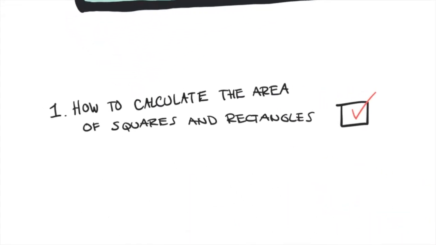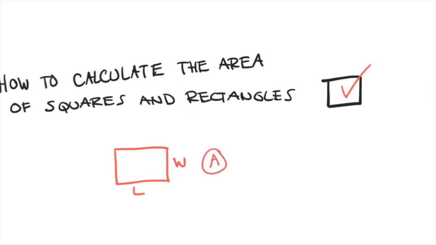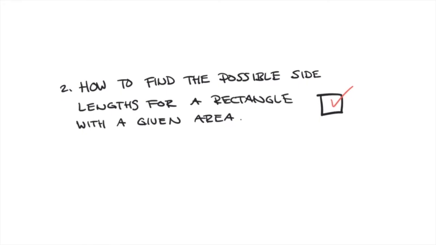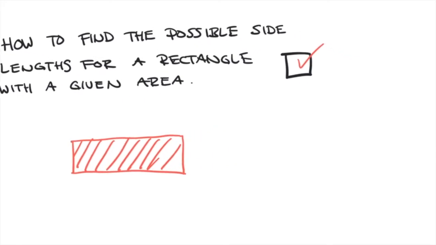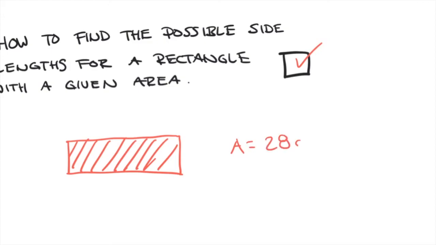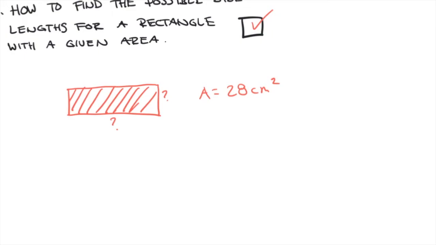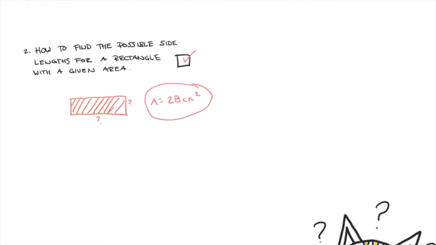So, if we go back to the beginning of our video, we've now just covered this first part. We can calculate the area of squares and rectangles by using the formula length times width equals the area. But our second question was this: how can we find the possible side lengths of a rectangle with a given area? If you had a rectangle and you knew that its area was, for example, let's say 28 centimeters squared, what could its lengths and its widths be? And in fact, there might be more than one rectangle that could give us an area of 28 centimeters. What might all of those rectangles be? Well, let's look at that next.